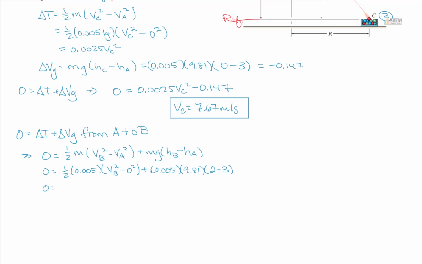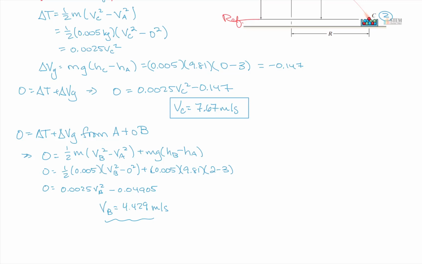That gives us 0.0025 VB squared minus 0.04905. So that means we can take this over to here, divide by that mass term there, that 0.0025, and then do the square root to get VB. That gives us 4.429, and that'll be meters per second. So that's the velocity we have when the marble's coming out of the tube. We're going to need this to calculate that R value.